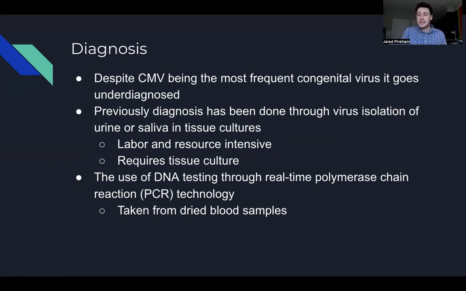So diagnosis, how is it diagnosed? Despite it being one of the most frequently transmitted infections, it goes very underdiagnosed. As we said, 85 to 90% of those children are asymptomatic, so they're not getting any type of screening for it. Previously, we diagnosed it with tissue cultures of urine and saliva. This was not great because it's very labor and resource intensive. It's very expensive to do this. And it's also not the most pleasurable procedure for patients to get tissue cultures. But now we are able to use polymerase chain reaction, PCR, technology, which is taken from dried blood samples. We even now have real-time PCR testing, which can be done through saliva or mucus.